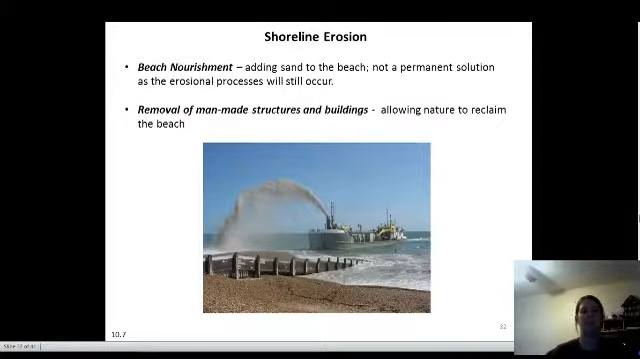However, these activities can cause us to have to do some additional features, such as beach nourishment. This is adding sand to the beach because there's been significant erosion and the beaches have been eroded to basically nothing. But this is not a permanent solution. It's not solving the problem of why there's such a high rate of erosion. The other method is the removal of these man-made structures and buildings, allowing nature to reclaim the beach.